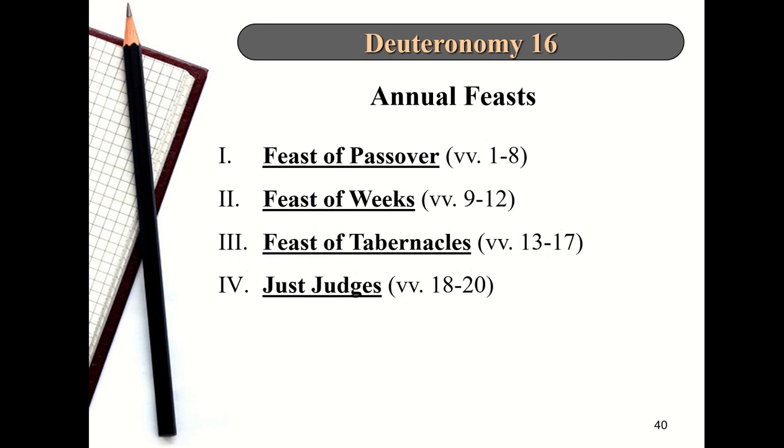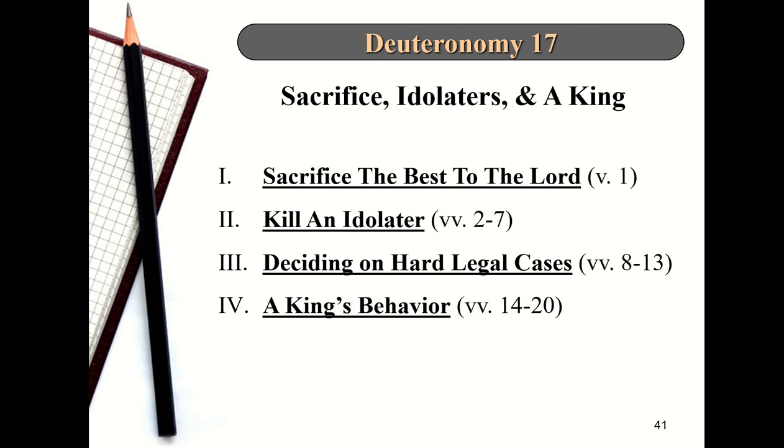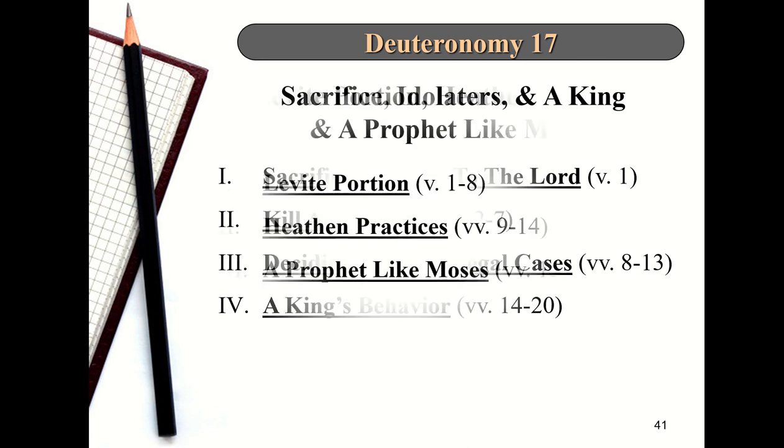There are annual feasts mentioned here, three of them, and then he talks about just judges: the Passover, the Feast of Weeks, and the Feast of Tabernacles. Chapter 17 deals with sacrifice. They were to sacrifice the best to the Lord. They were to kill an idolater, how to decide hard legal cases, and then he talks about a king's behavior.